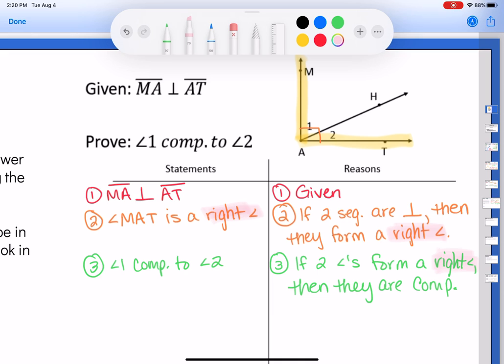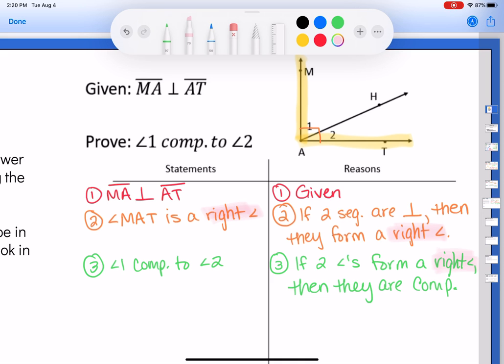Now, if you picked 90-degree angle there and you used it in your reason on step 2, excellent. Then on your reason on step 3, you'd have to say if two angles add up to 90 degrees, then they are complementary. Remember that our proofs are based on that specific structure, and that deductive structure is based off of good vocabulary. So making sure that you match up your vocab all the way through.